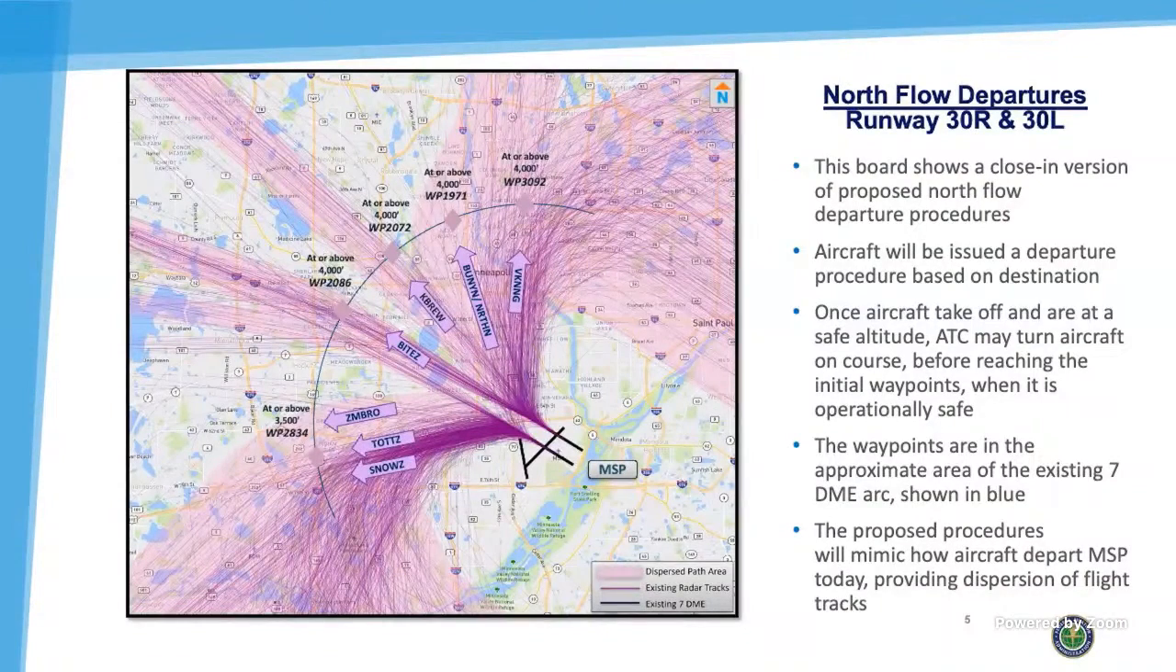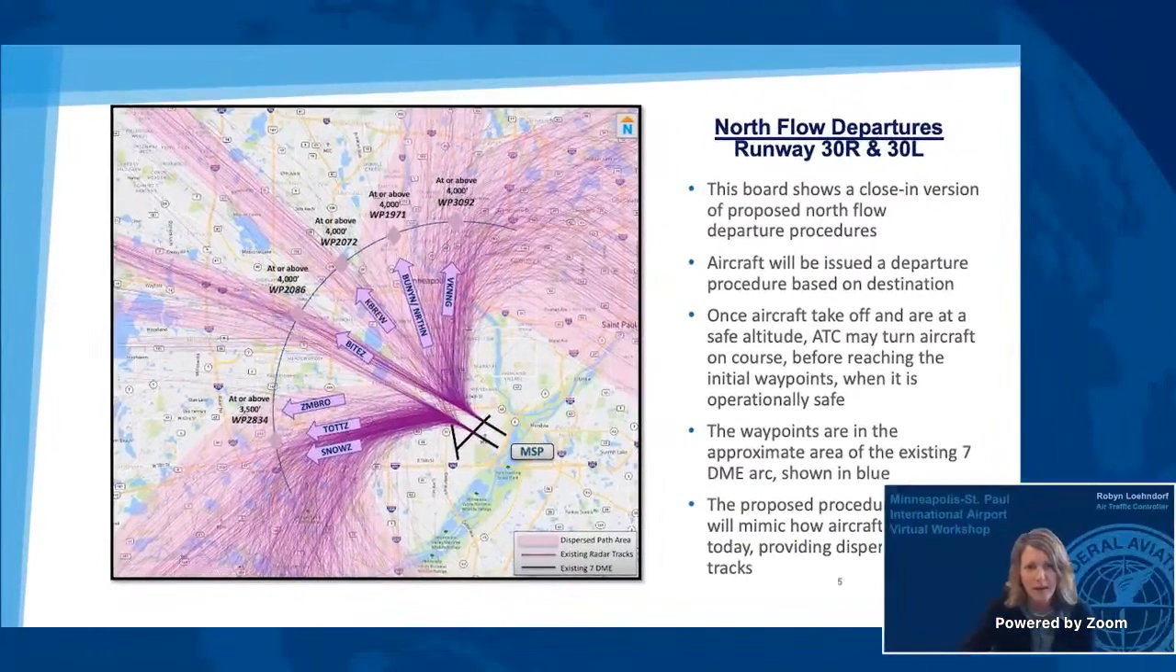At this level of detail, you can see the multiple departure procedures labeled with arrows. Also detailed are the set of waypoints located approximately 7 miles from the airport. While these waypoints are part of the procedure, aircraft do not always fly to those waypoints before turning. Air traffic control will turn an aircraft on course before reaching these waypoints when it is safe to do so. This also allows our facility to be efficient, thereby reducing delays. The design of the proposed procedures will allow us to mimic how aircraft depart Minneapolis today, providing dispersion of flight tracks while maintaining the highest level of safety.